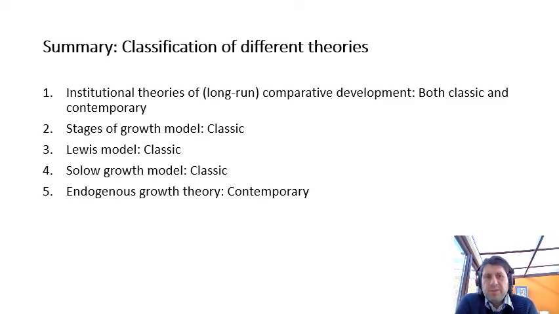Here's a summary or the classification of the different theories. I won't go into the theories in depth. Please refer to the previous slides for those. Basically, these are the models that you should know. Right? You should know the Lewis model, you should know the Solow growth model for sure, and endogenous growth theory. And then also have a sort of working understanding of institutional theories of comparative development, both the classic and contemporary, and the stages of growth.